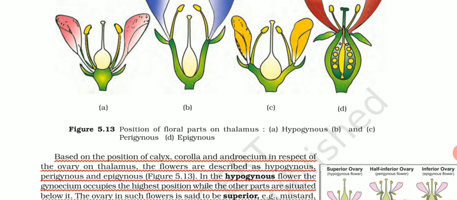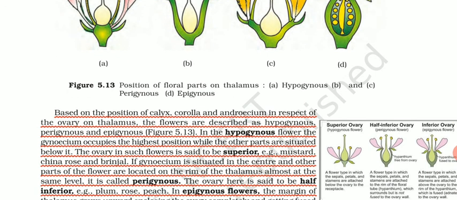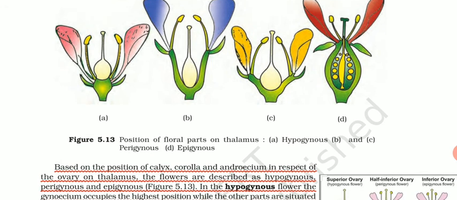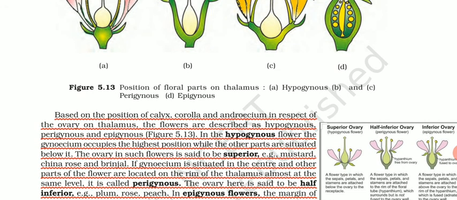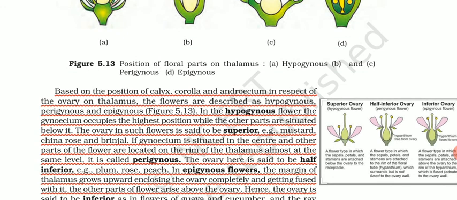You can see the lower basal swollen portion is the pedicel or thalamus. Above that the ovary is present, which they have shown light creamish in color. In respect to that, if the other organs originate from the base of the ovary, then this kind of ovary is called a superior ovary, right? The ovary is taking up the highest position in this very first case. Examples are mustard, China rose and brinjal. I hope this is clear because it is important to learn.